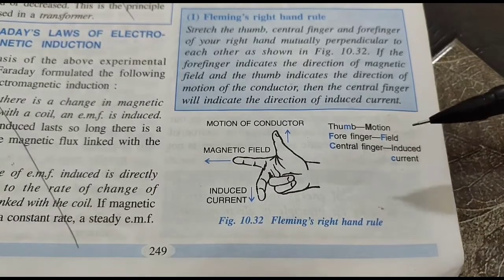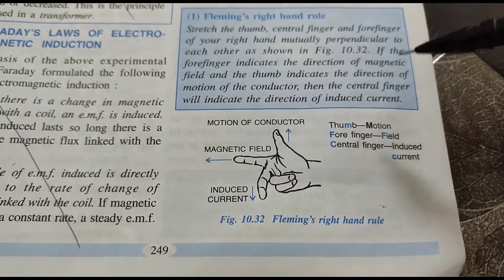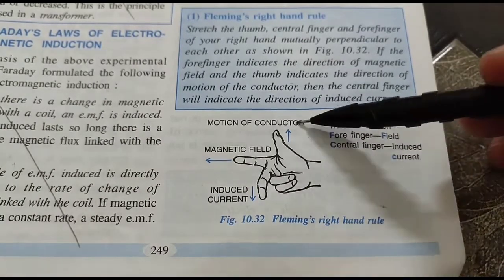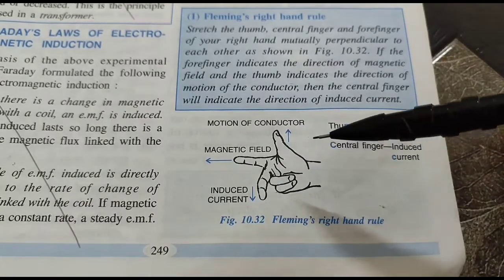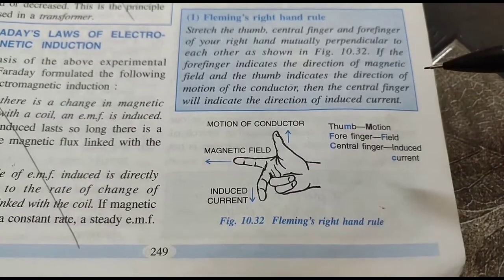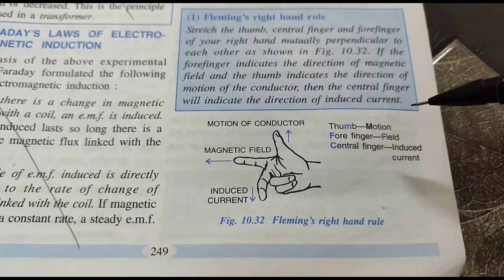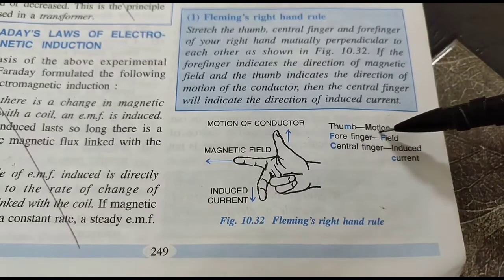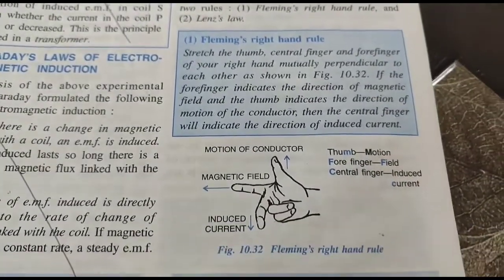But remember, in the left hand rule, we provided the current and we obtained motion. But in the right hand rule, it's applicable when we are providing the motion and we are obtaining the current. So understand the difference between the two. The left hand rule was applicable for motors. The right hand rule is applicable for generators. Motor converts electrical energy to mechanical energy, but generator converts mechanical energy to electrical energy. Learn the rule word to word.